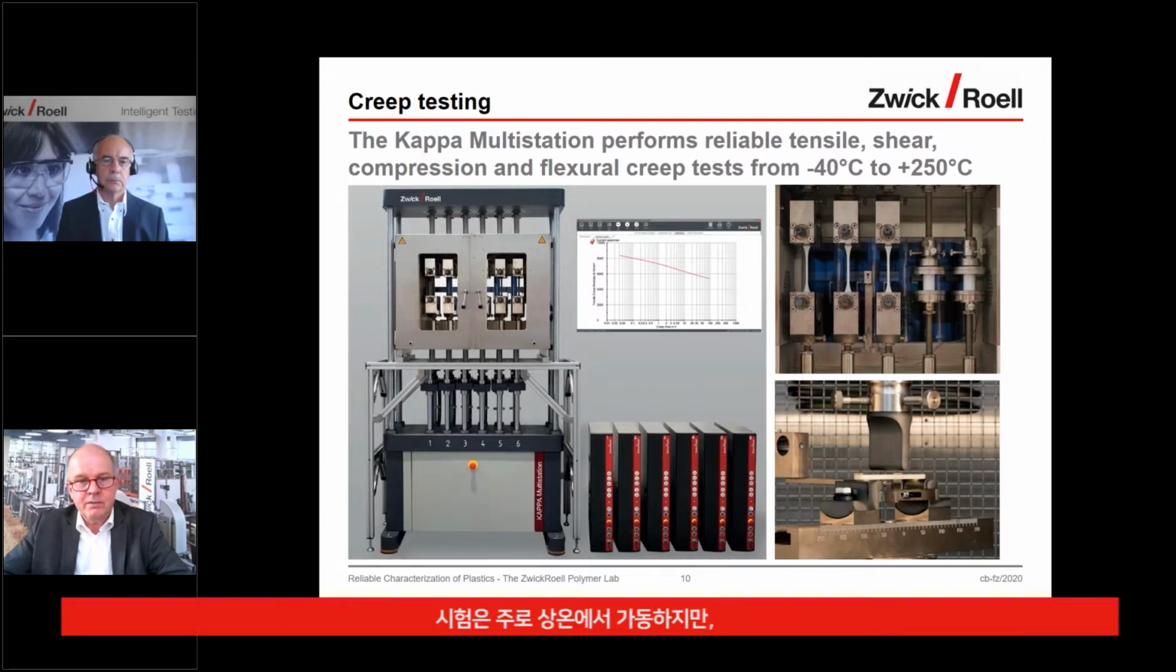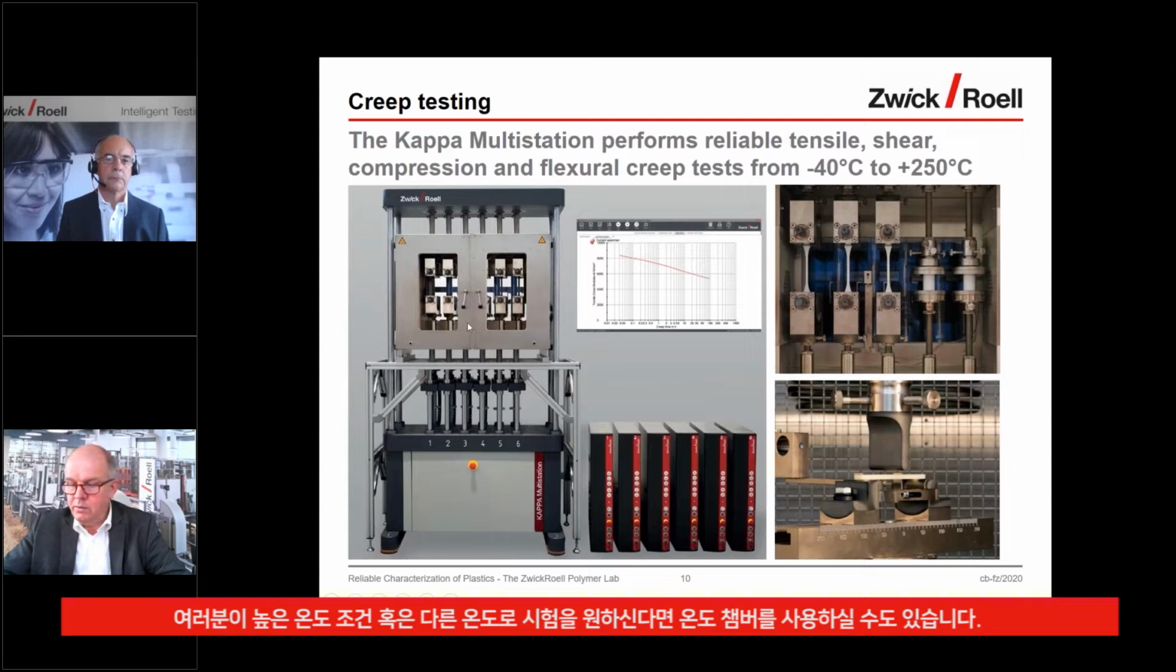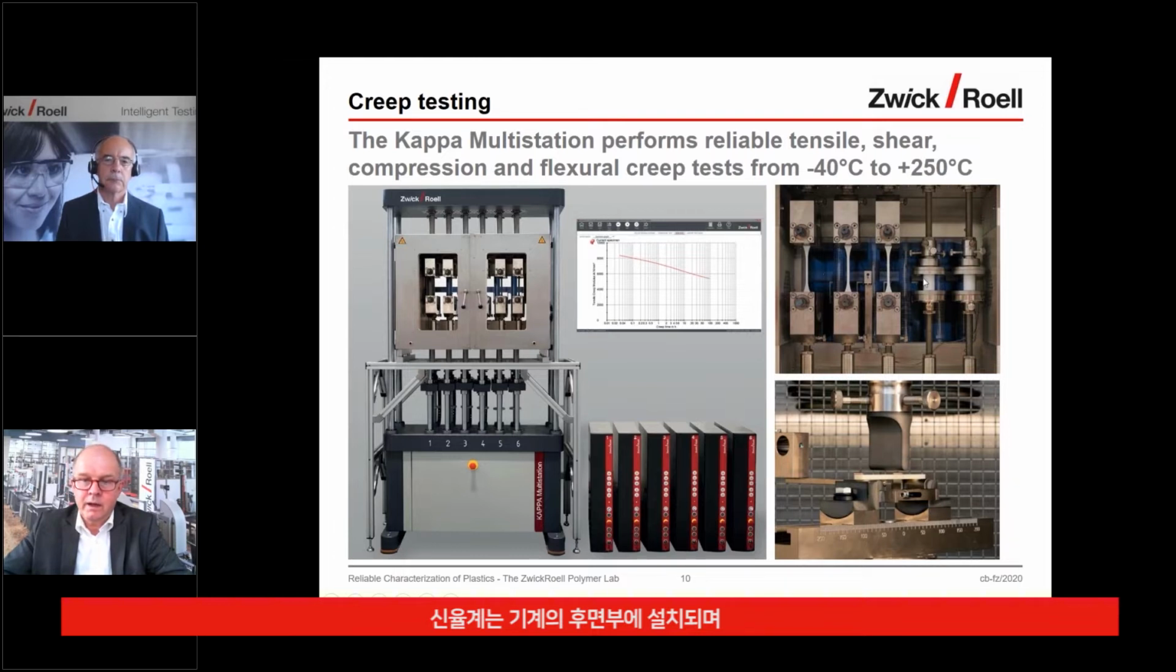These tests are very often run at ambient temperature, but we can use a temperature chamber like you see here if you want, and then run the creep test at any temperature in cold or in hot condition. So the strain measurement here in the creep is done by 5 video extensometers. These extensometers are installed at the rear side of the machine, so they look from the rear side to the specimen.